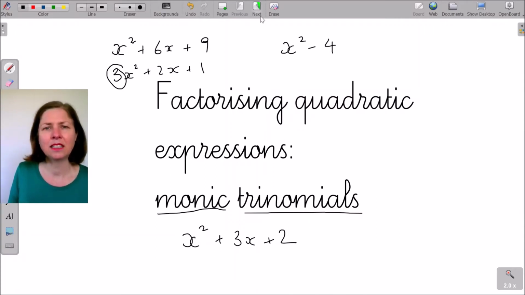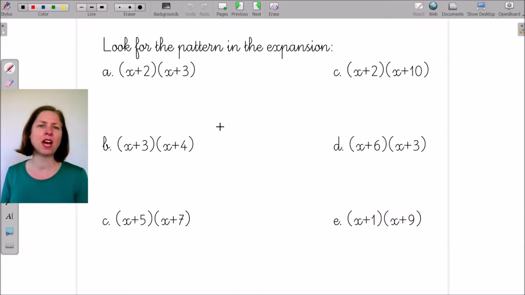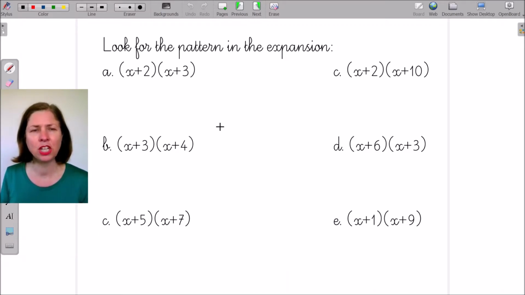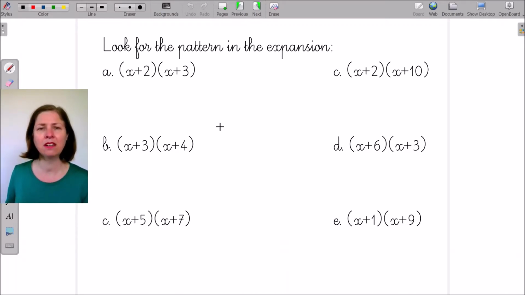So let's get started. What I want you to start by doing is just look at these examples and expand them using FOIL. None of them follow the patterns such as difference of two squares or perfect squares expansion. So use FOIL to expand them, hit pause and do them, and then come back and check your answers. So pause it now and I'm going to do my answers.